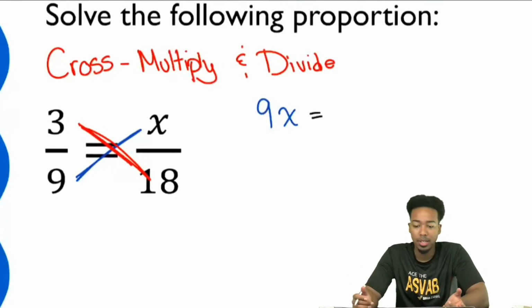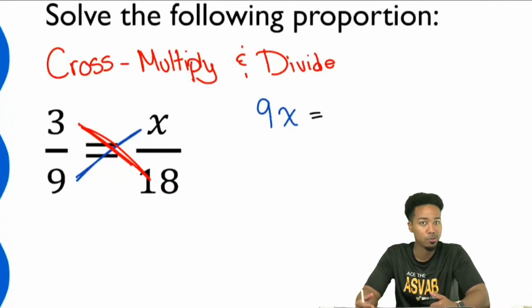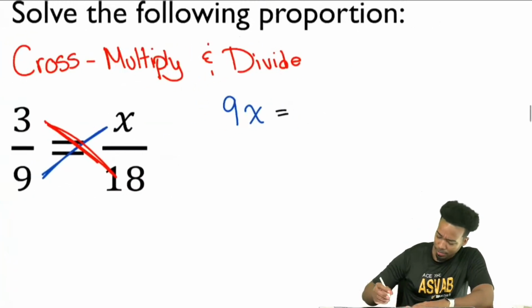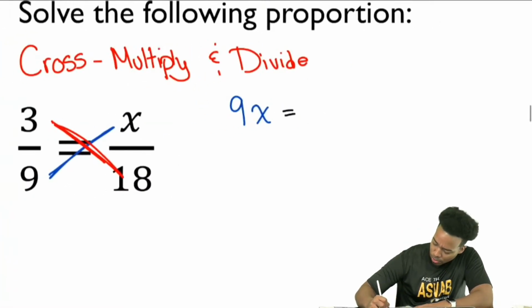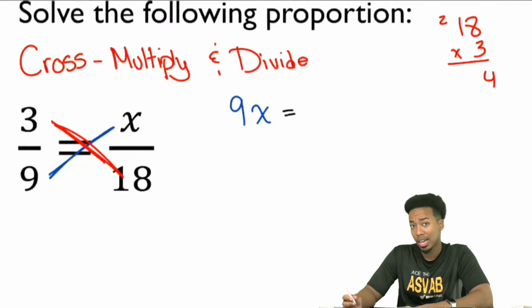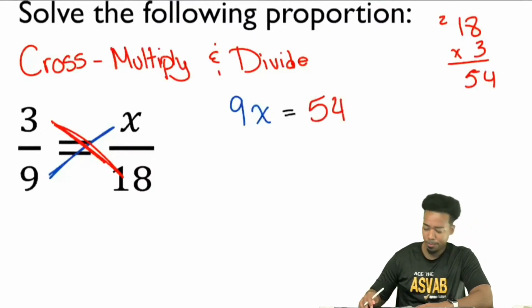Not everybody, maybe 10 to 25% of us, those that have practiced mental math, for sure. I know who you are. But if you don't know it, that's fine. 18 times 3, let's go ahead and do this on the side. 8 times 3, that's 24. 1 times 3, 3 plus 2 is 5, so we have 54. So that's going to be 9x equals 54.